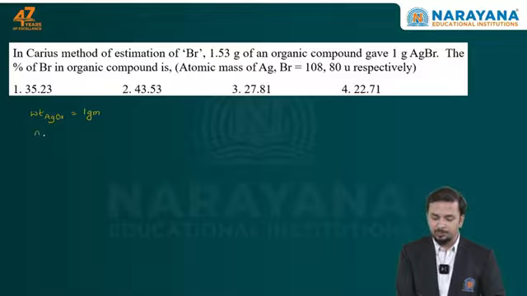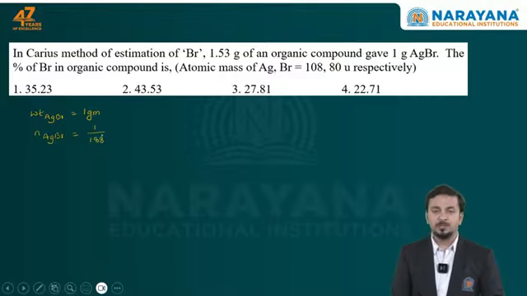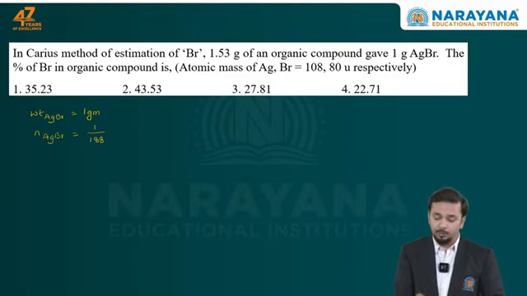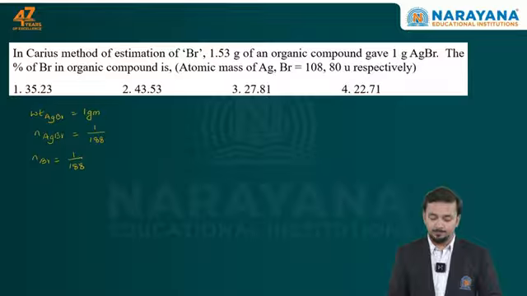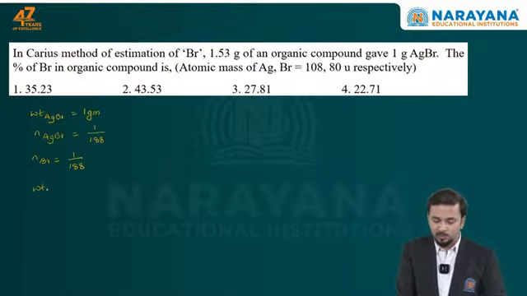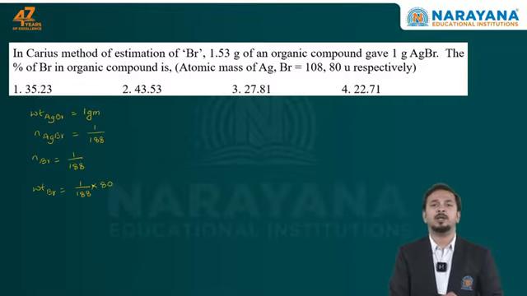So we can find the moles of AgBr. If the weight of AgBr is 1, its moles will be 1 divided by the molar mass of AgBr. Molar mass of AgBr will be 188. We know that 1 mole of AgBr will contain 1 mole of bromine. So 1 by 188 moles of AgBr will contain 1 by 188 moles of Br. Now if you know the moles of Br, we can calculate the weight of bromine. Weight of bromine will be moles of bromine into its molar mass. Molar mass of bromine is 80. So 1 by 188 into 80 is the weight of bromine.